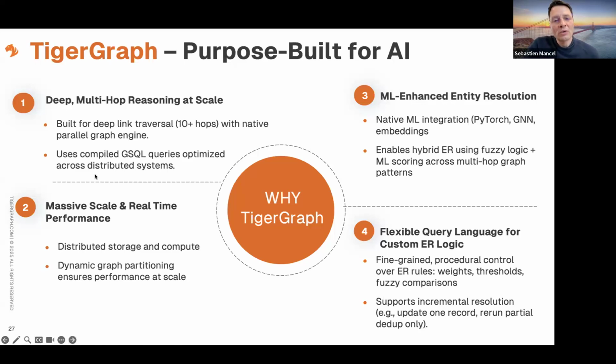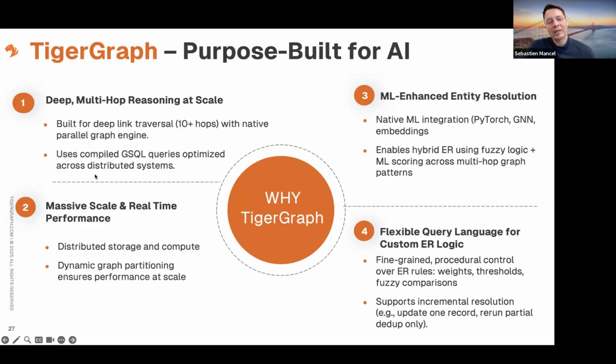Second, TigerGraph is the only graph database to offer massive scale and real-time performance. With distributed storage and compute, TigerGraph supports large-scale deduplication, watch list screening, and fraud detection, all happening in real time. Third, TigerGraph integrates natively with frameworks like PyTorch and graph neural networks. And finally, with GSQL, teams can define their own matching rules, adjusting weights, thresholds, and even performing incremental deduplication without reprocessing the entire data set.